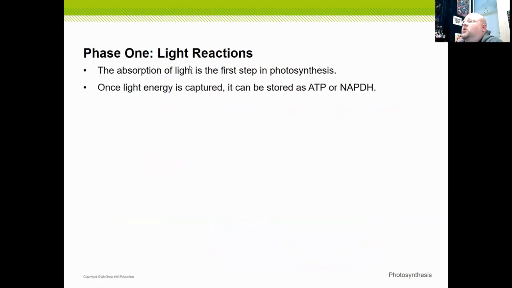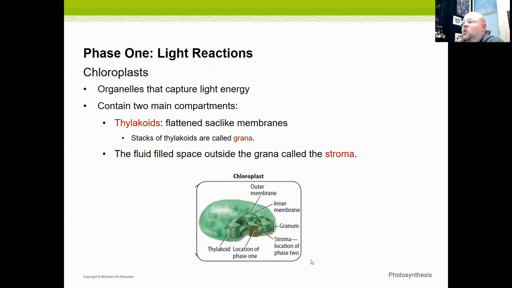So phase 1, during the light reactions, the absorption of light is the first step of photosynthesis. So the plant takes in the light from the sun. Once that light energy is captured, it's either stored as ATP, which we've talked about, or NADPH, which is another form of energy. Now, chloroplasts are the organelles in the cell that capture light energy. So this is only going to happen in plants because only plants have chloroplasts.